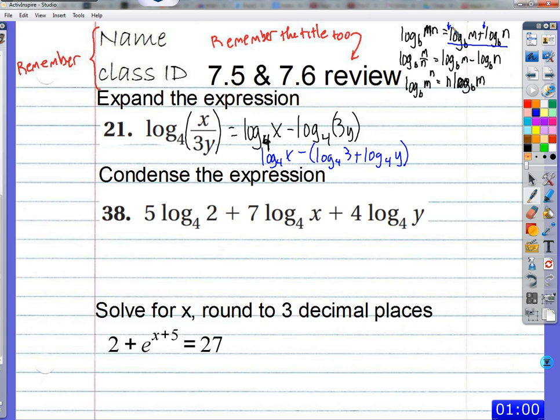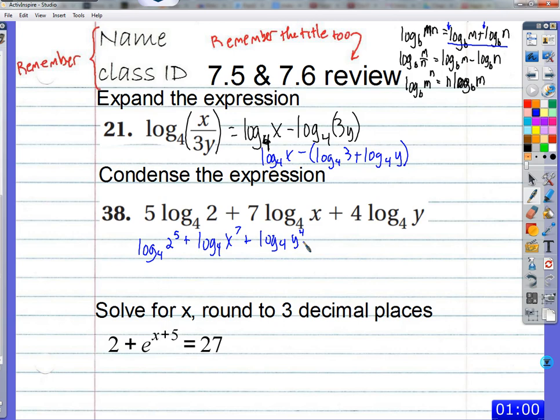Can we do something with this number that's in front of the log? According to this property, yes, I can take this and put it out here. So I can rewrite this as what? Log base 4 of 2 to the 5th power plus log base 4 of x to the 7th power plus log base 4 of y to the 4th power.